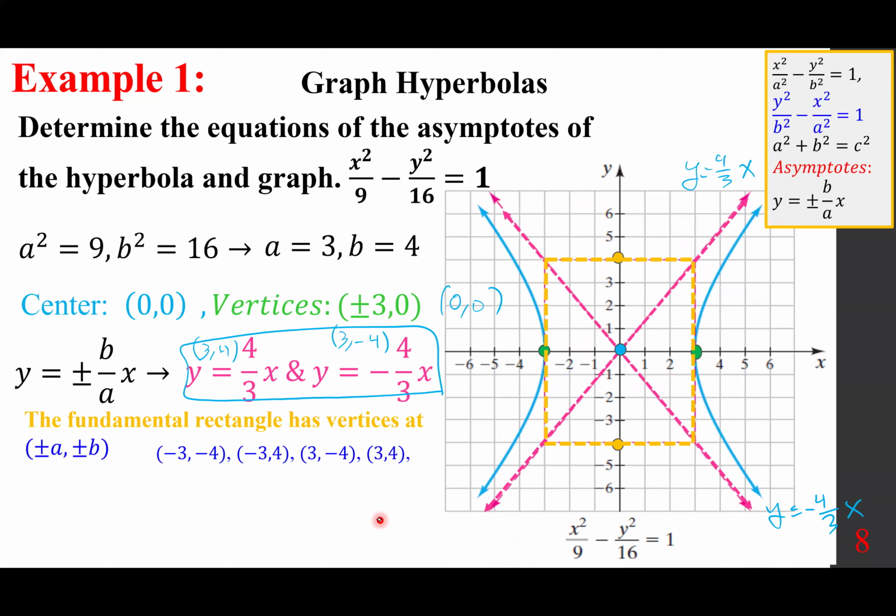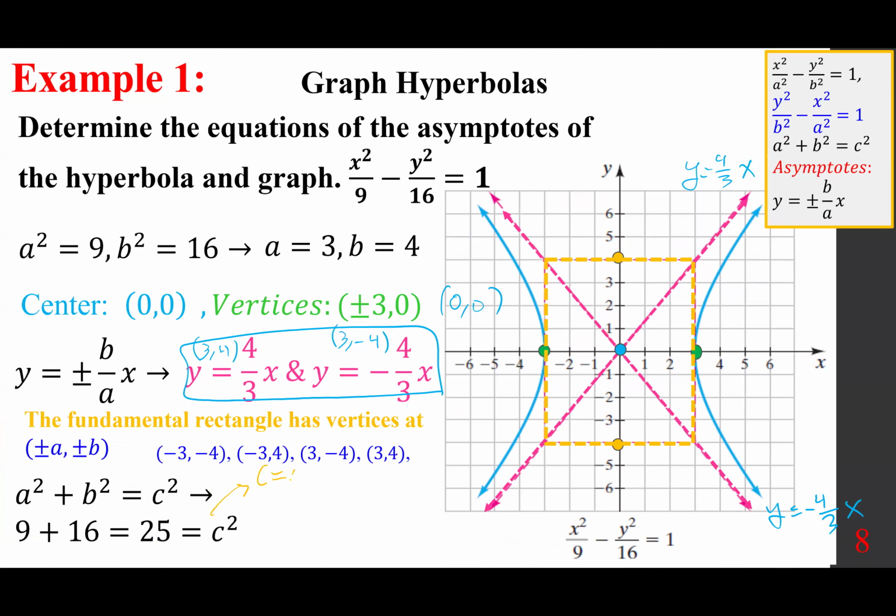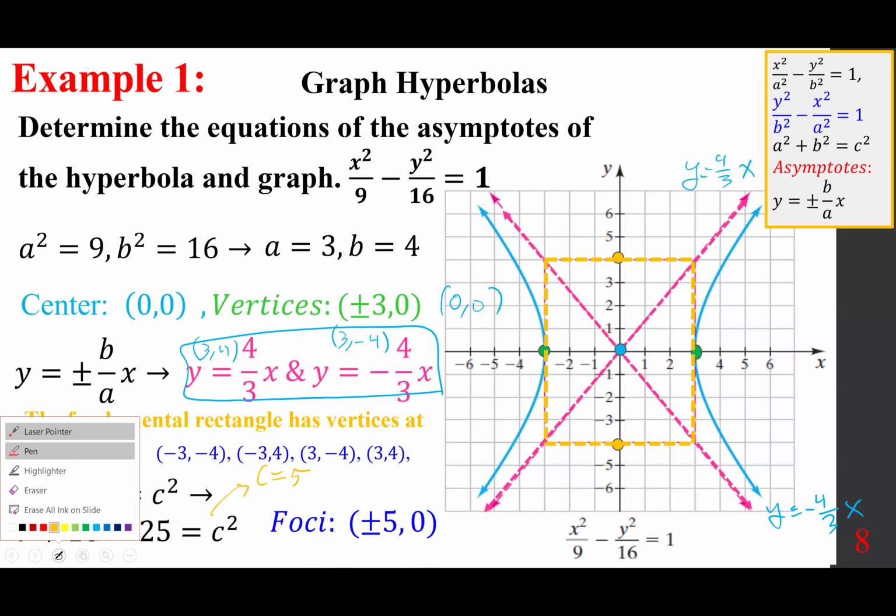We want to find the foci. The fact that a squared plus b squared equals c squared is going to help. So c squared is 25, and c becomes 5, everybody. So we have plus minus 5, 0. One of them is here, one of them is here, and we are done. This is all the graph we need. And that's it. Very straightforward, everybody.